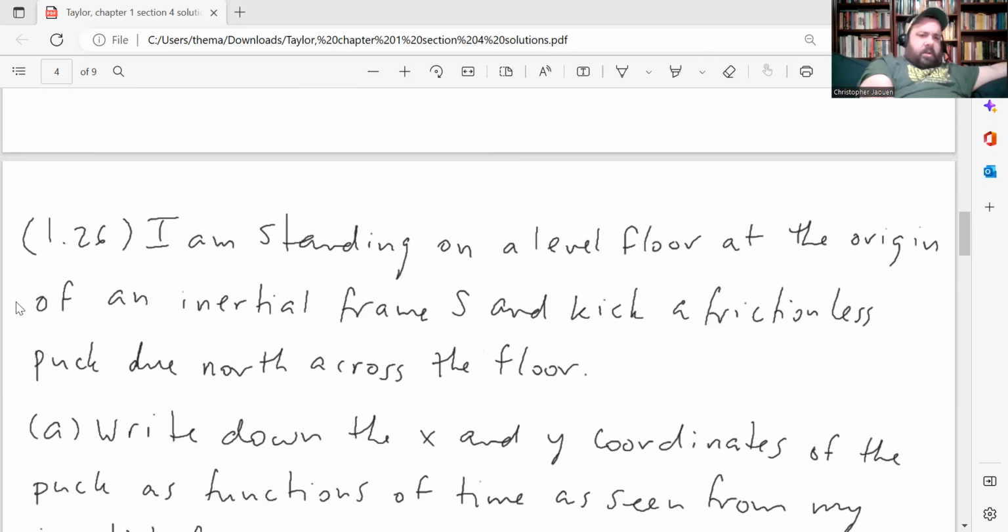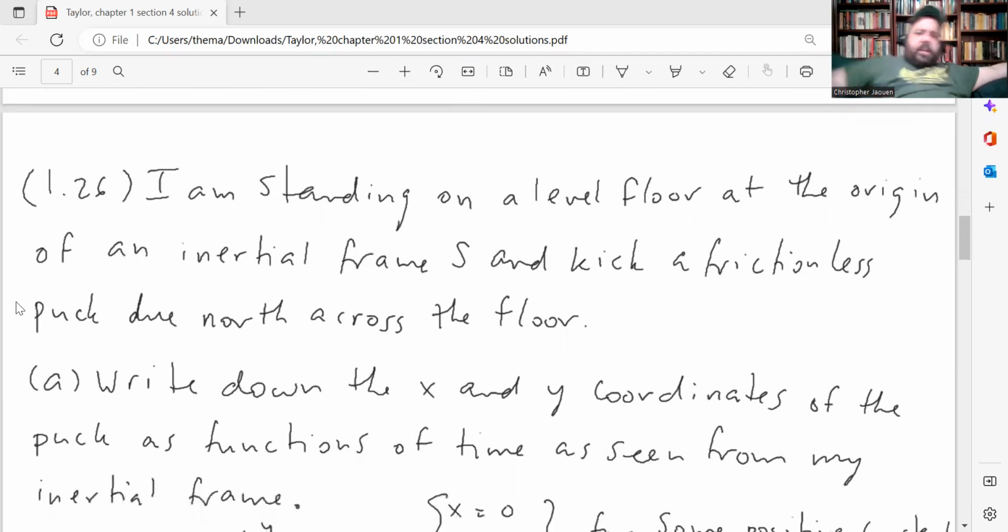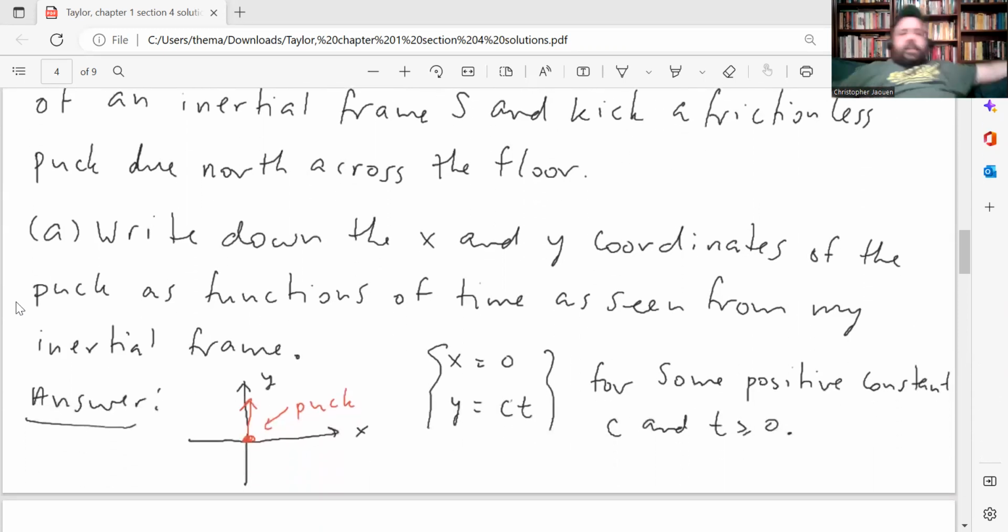Question 1.26 says, I'm standing on a level floor at the origin of an inertial frame, S, and kick a frictionless puck due north across the floor. Part A says, write down the x and y coordinates of the puck as functions of time as seen from my inertial frame. So if we set up our coordinate system, put the puck at the origin at time t equals 0, we can write down the set of parametric equations for the x and y coordinates in terms of time, where time is positive, so it starts at 0 and goes up in value.